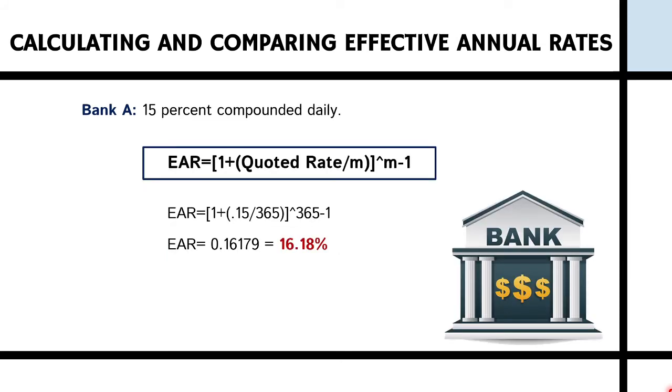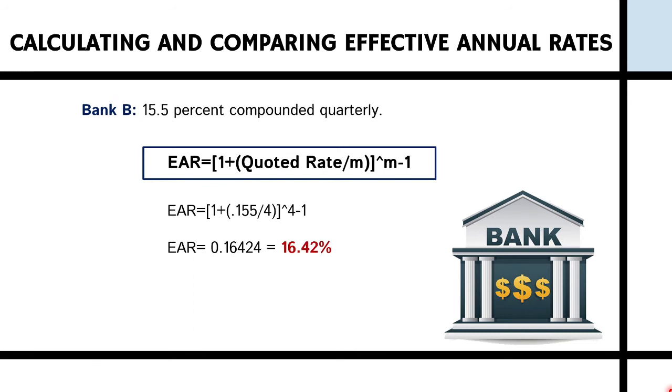Bank A, 15% compounded daily. We let EAR equal 1 plus the quantity 0.15 over 365, raised to 365, minus 1. EAR is equal to 0.16179. We will convert the decimal to percent, and our final answer for Bank A is 16.18%. We converted the 15% into decimal and placed it as the quoted rate. On the other hand, we placed 365 as m because m represents the number of compounding periods. Our compounding period in Bank A is daily, and we have 365 days in a year.